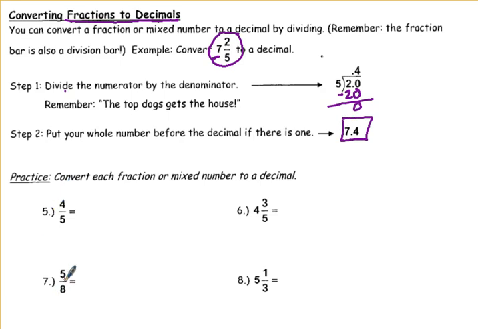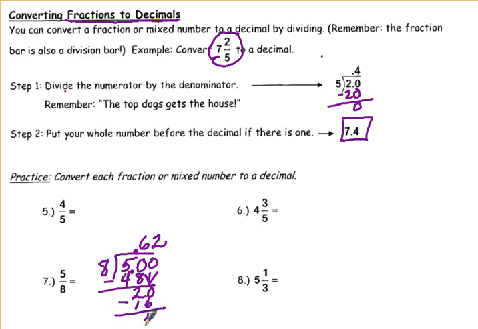So let's give it a try. 5/8 as a decimal. So it's the top one, the numerator goes in the house. 5 divided by 8. 8 won't go into 5, so add your decimal and your 0. 5 goes into 50 6 times. Subtract down and you get 48. You get a 2, add another 0, bring it down. 8 goes into 20 2 times. Subtract down and you get 4. Add another 0, bring it down. 8 goes into 40 5 times. Subtract down, and you're done. So 5/8 as a decimal is 0.625.